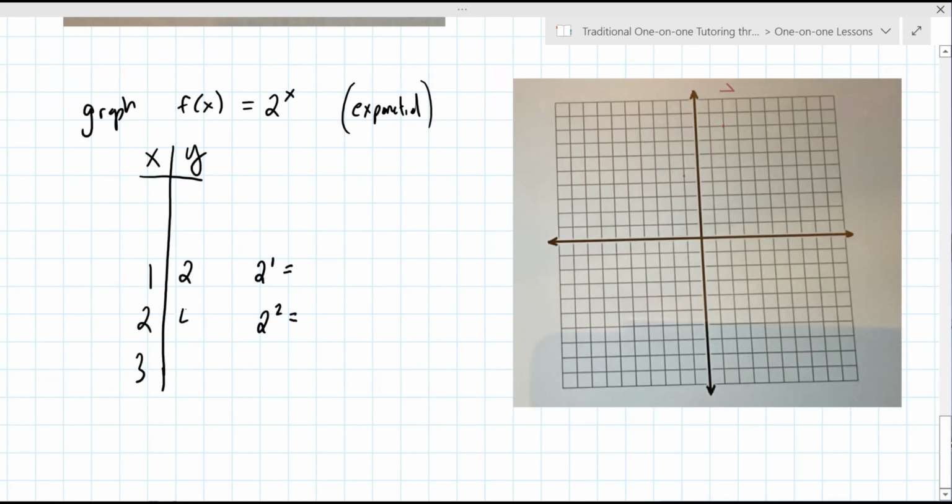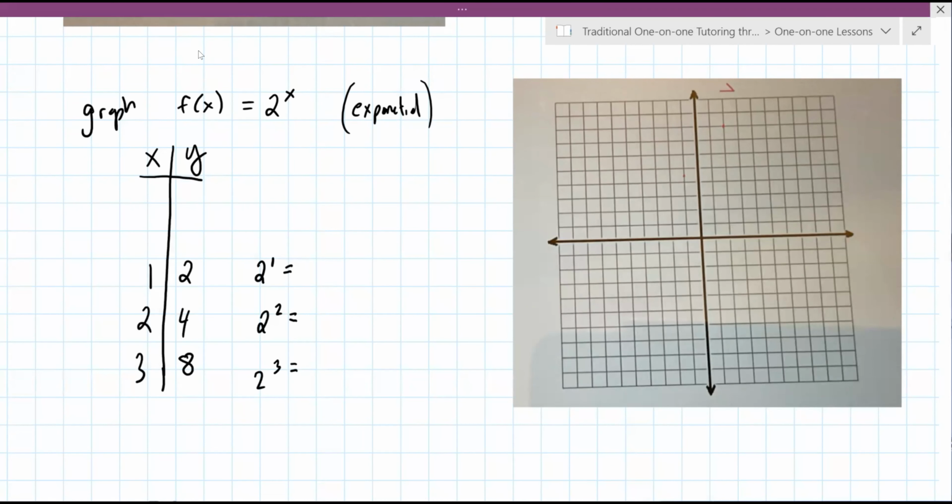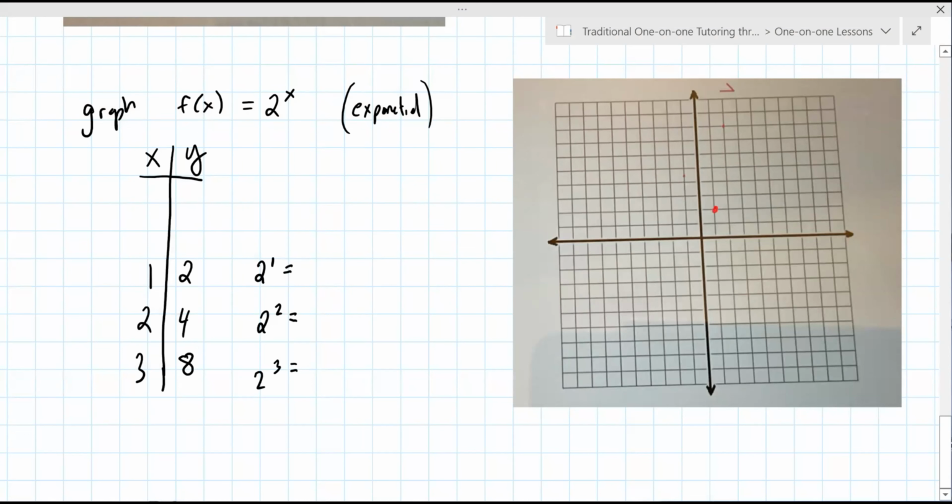And 2 to the power of 3? 8. Good. So these are all ordered pairs. Like the first one is 1 comma 2, and I'll go over to the right and put some dots there at 1 comma 2, and then there's an ordered pair at 2 comma 4, and then 3 comma 8. Okay, now what you should notice is that it's not a straight line that connects them now.